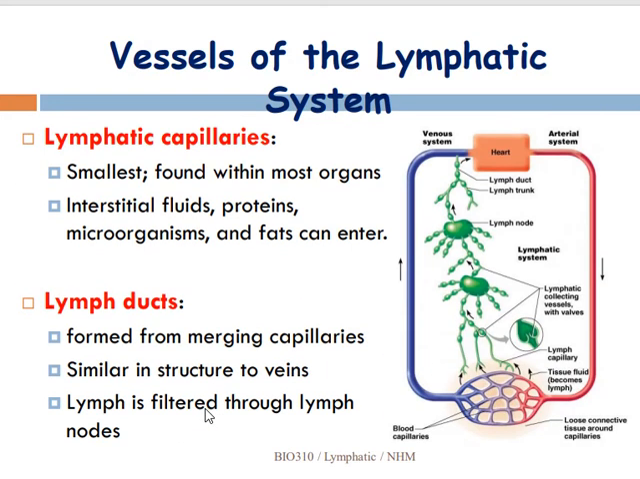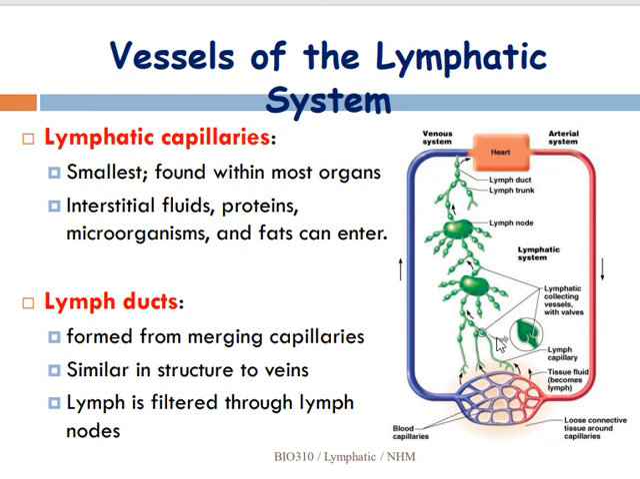So lymphatic vessels, there are two types of lymphatic vessel. The first one is the lymphatic capillaries, and the second one is lymphatic ducts. So lymphatic capillaries, similar to blood capillaries, are the smallest ones, and they can be found within most of the organs in our body, and they contain interstitial fluid, protein, microorganisms, and also fat that can enter into the lymphatic vessels. Okay, this one.